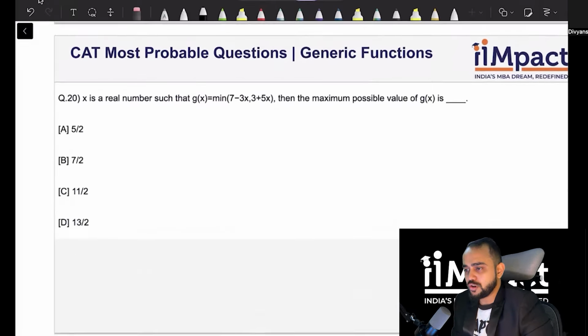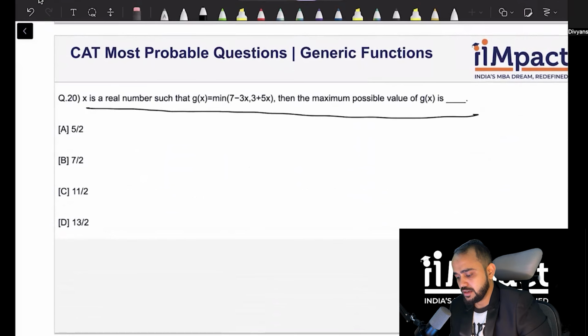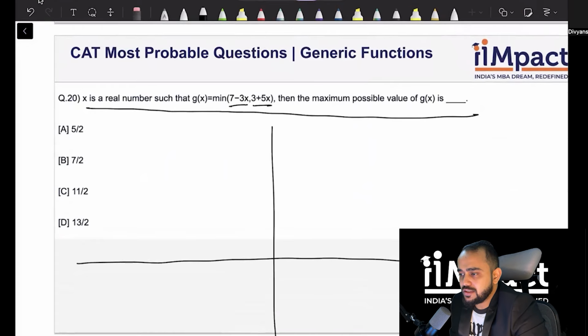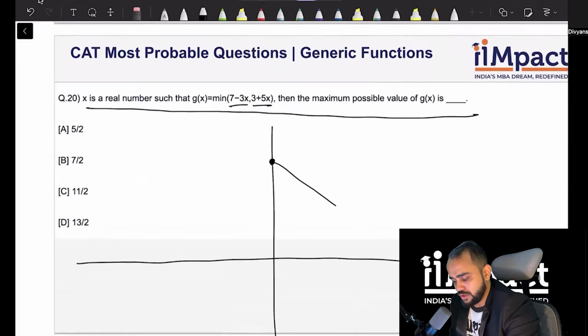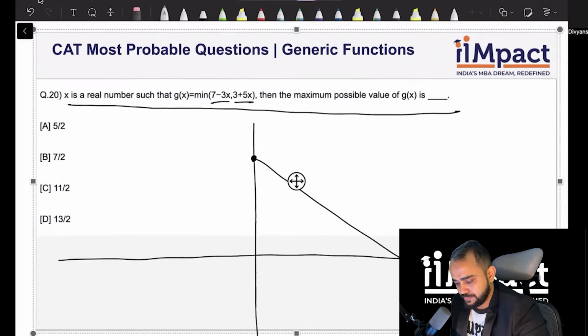All right, moving on to the last question. If x is a real number such that g of x is the minimum of a linear and a linear, then the maximum possible value of g of x is. So for these sort of questions, the best way is probably to just make the graph for yourself. Let me first draw 7 minus 3x. It's going to be something like this.